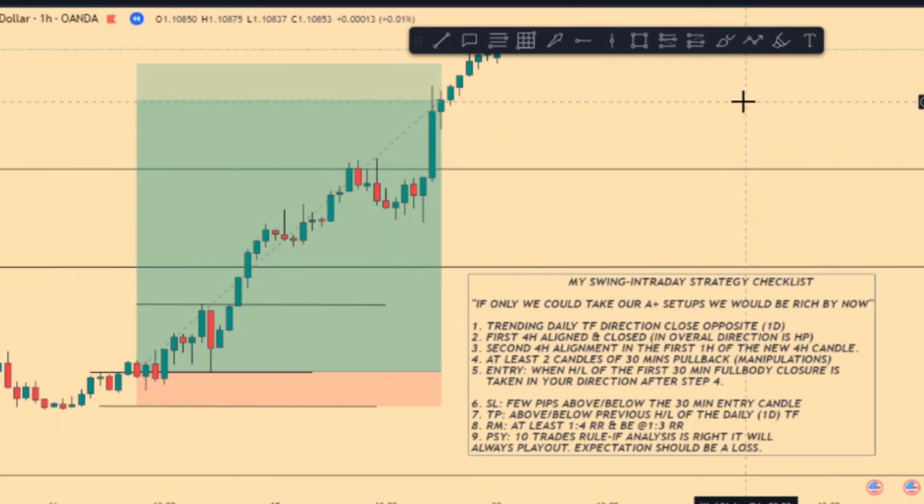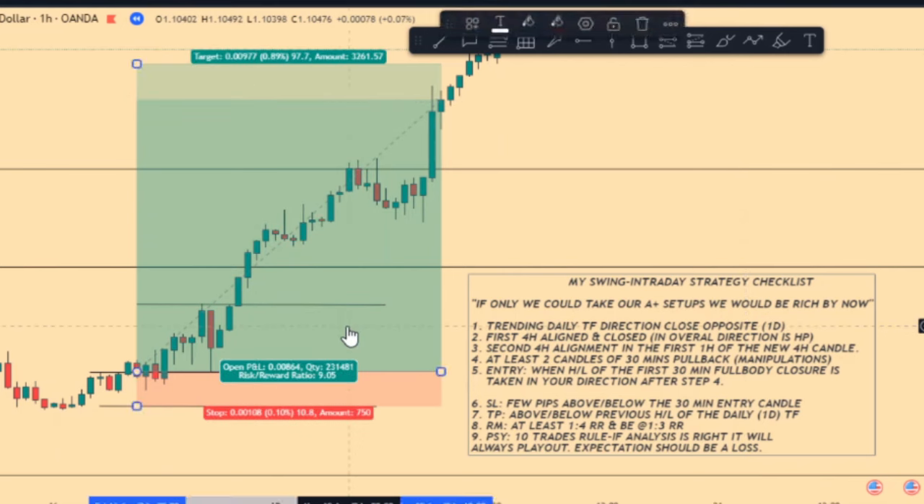Okay, so this SL now, how many pips? This SL is just 9 pips, 10 pips. That is too much. What time frame is this, coach? This is just 1 hour.